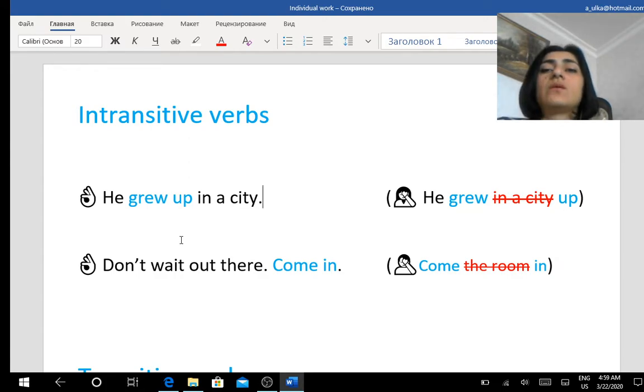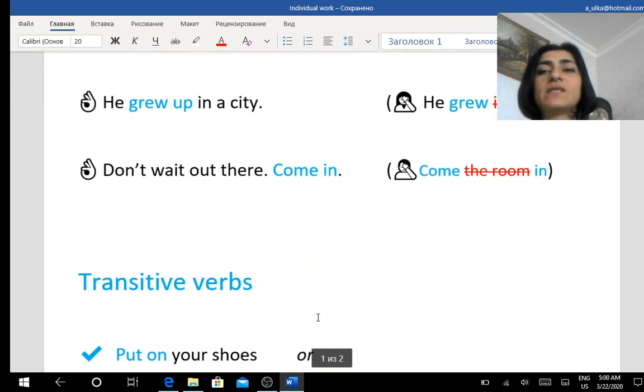So I gave you only two examples because, as you know, I gave you some copies apart from your textbooks. And in those copies, you can find Unit 24. It's called Phrasal Verbs, Grammar and Style. There you will find a lot of other examples connected with intransitive verbs. So now let's switch to transitive verbs.